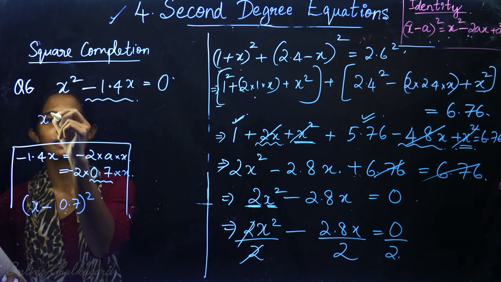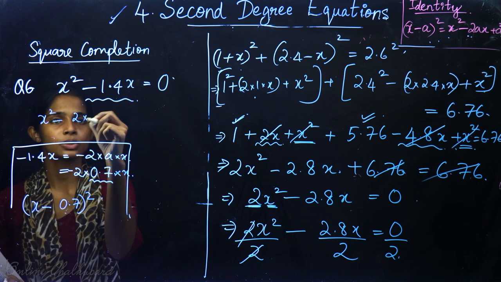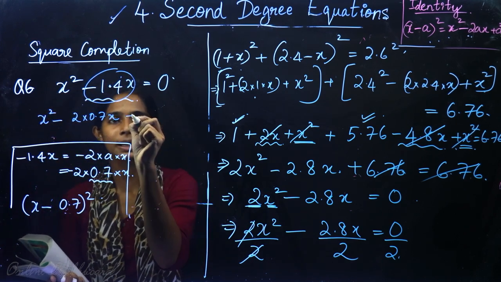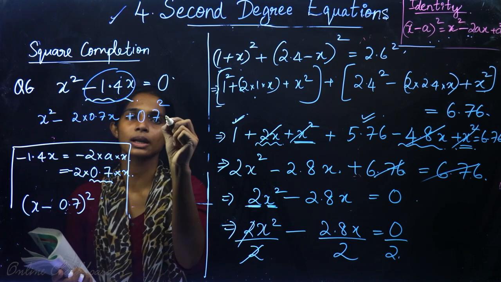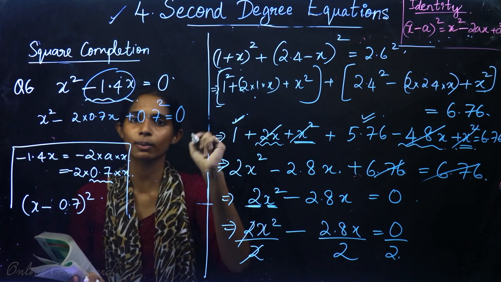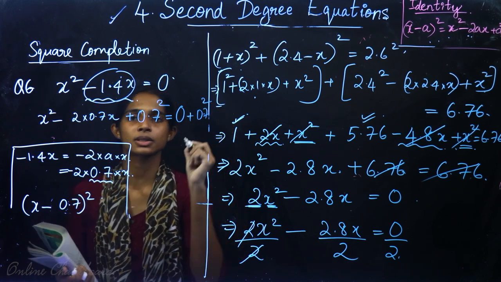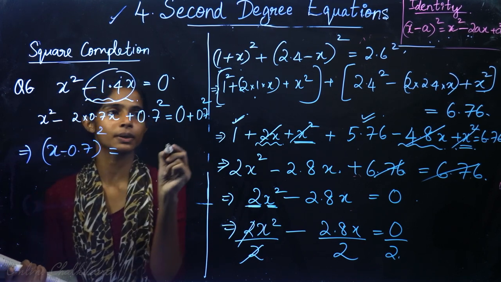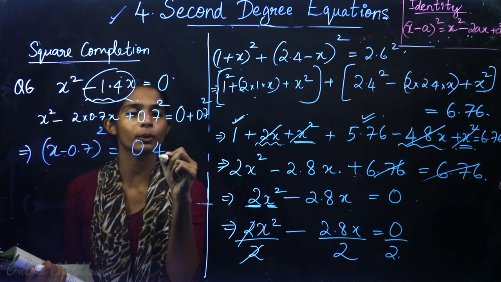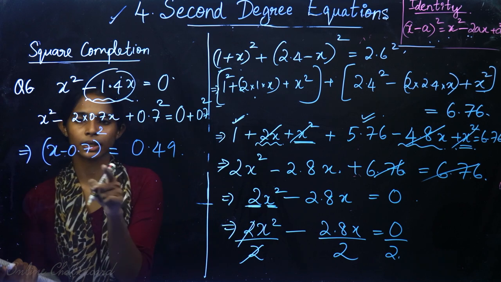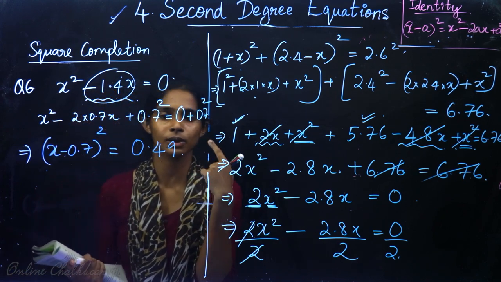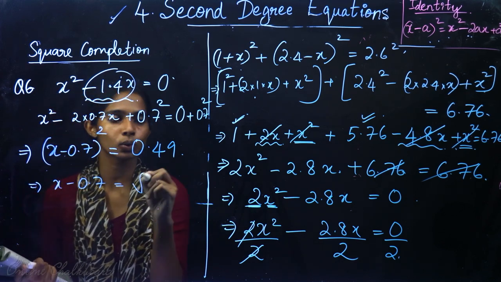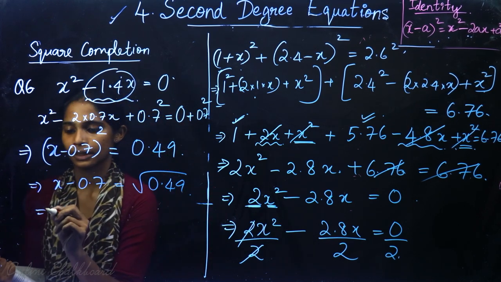So, the left side will be x square minus 2 into 0.7 into x, and we have plus 0.7 square to complete it. The same way, we add 0.7 square on the right side. So, 0 plus 0.7 square. So, from here we can say x minus 0.7 the whole square is equal to 0.7 square, that is 0.49. So, now we have the square completion. We have x minus 0.7 square is equal to 0.49. So, from here you can say x minus 0.7 is root of 0.49, that is what we have already done.